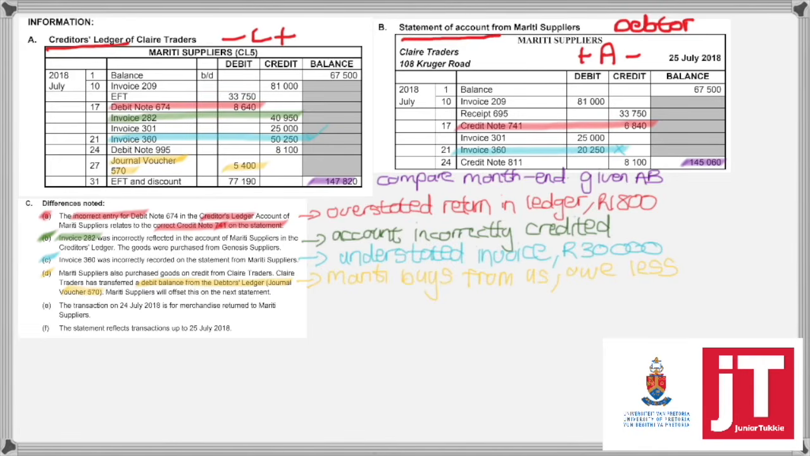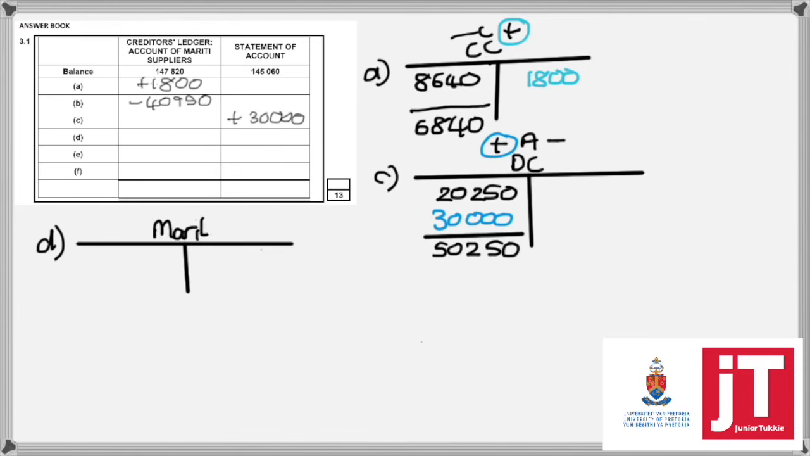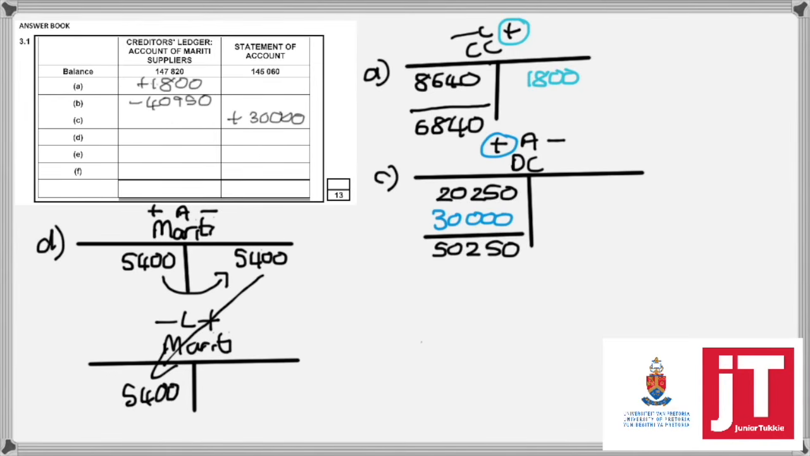So again, if you're not 100% sure what to do, you can always open a T account. So we are buying from Mariti and they are buying from us. So if they are buying from us, they are a debtor. So they've got a debit balance of 5,400. So what it means is we have taken that out and we credited their account so that it can show in our creditors ledger that we owe them 5,400 less. So this is the journal voucher referred to in the information, what they've actually done.